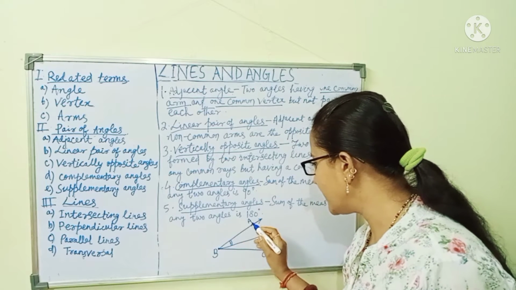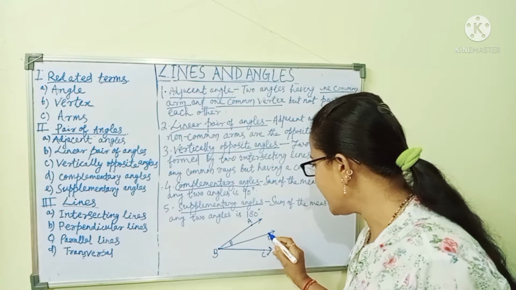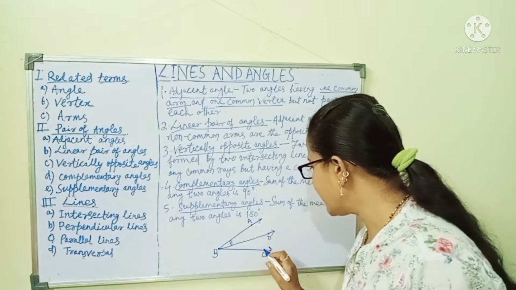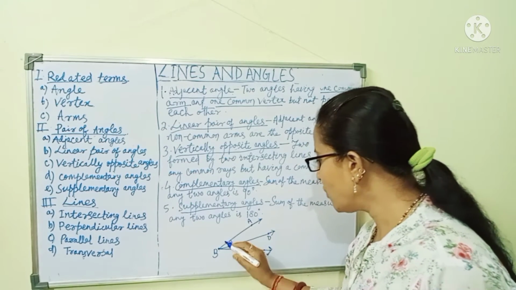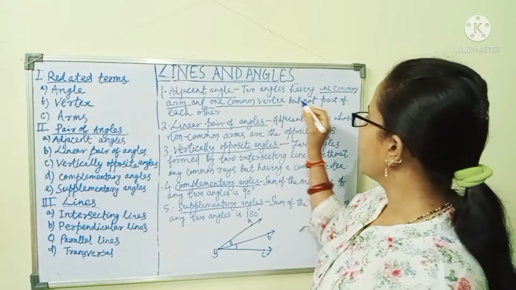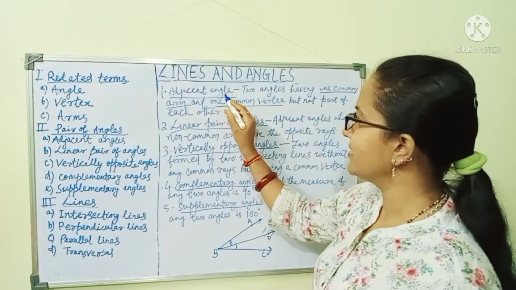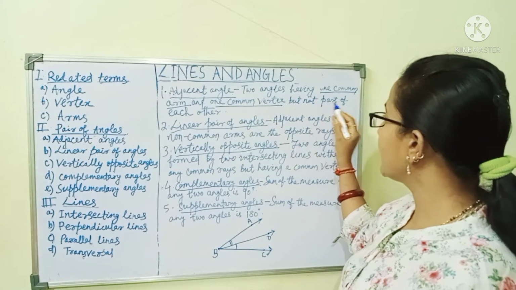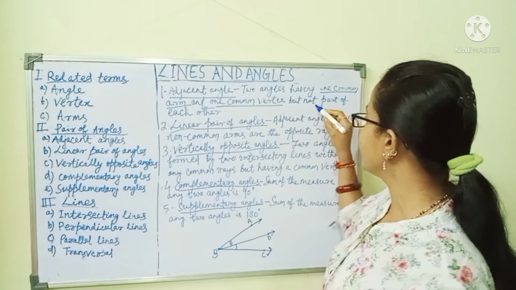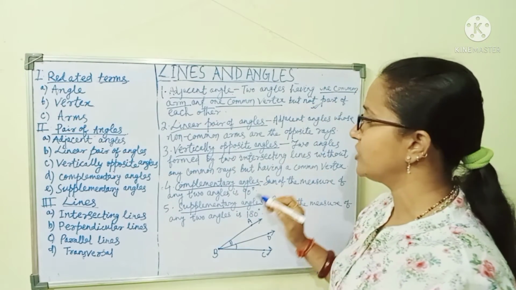Just look here. ABD is an angle and DBC is an angle. These two angles formed are known as adjacent angles. And they are not part of each other. This is very important: not a part of each other.